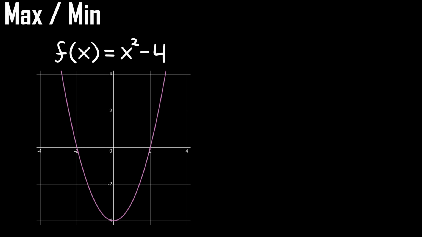We can also easily find the maximum or minimum of our function by looking at the graph. Looking at our graph for x squared minus 4, we can see that this is a parabola opening up. So the vertex is a global minimum, which occurs down here at 0, -4. This means our lowest point, our minimum, is 0, -4.